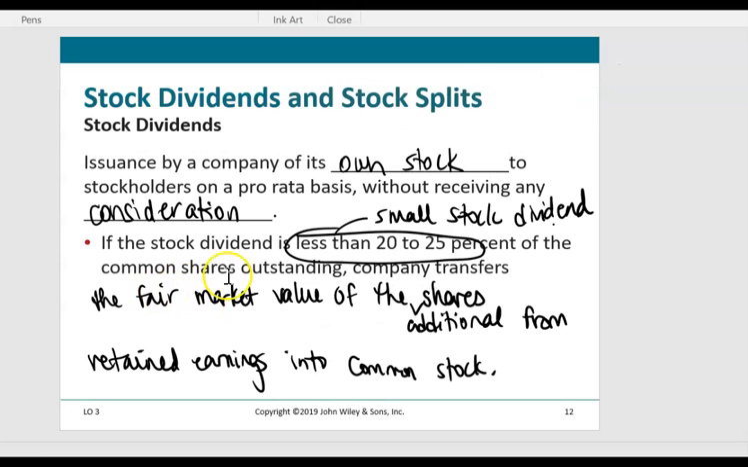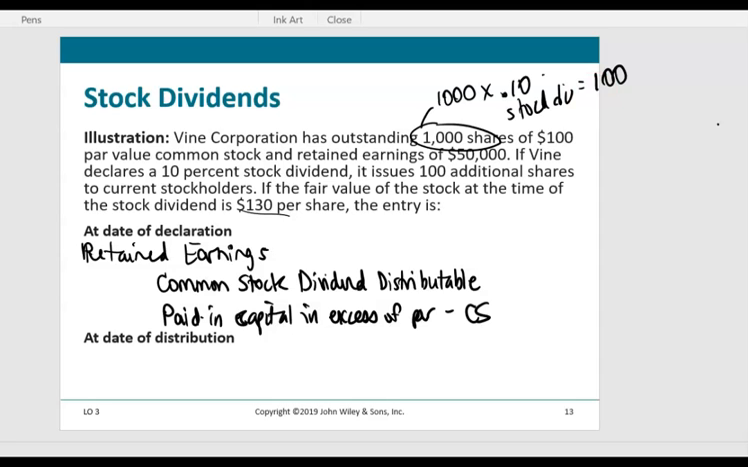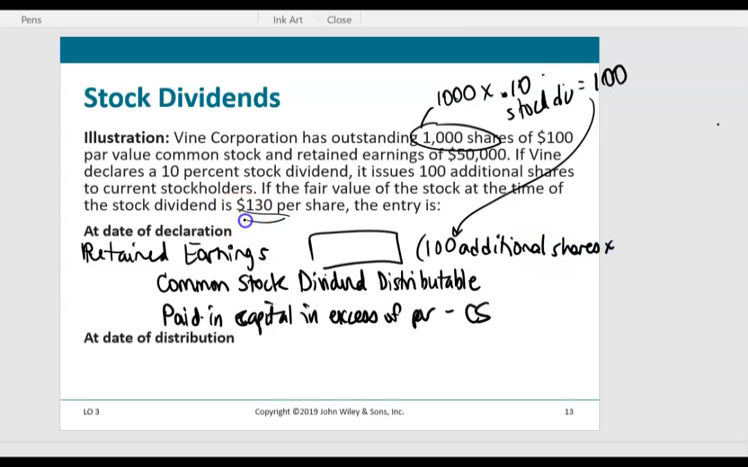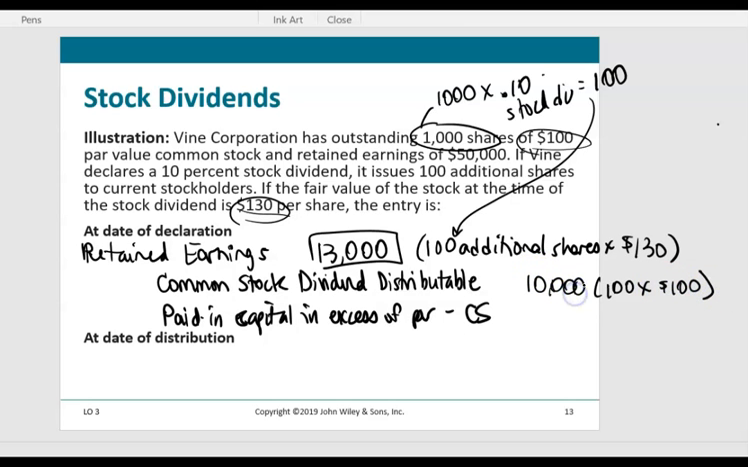So we said in the last slide, we're going to transfer the amount at the fair value, the fair market value of the shares that were given out. So what is the fair value of the 100 shares given out? Retained earnings decreases by the 100 additional shares times the fair market value of the shares of stock, 130. So retained earnings decreases by 13,000. The increase to the common stock dividends distributable account is going to be at par value, so the 100 shares at the common stock's par value, which we need to be told. Here we see it's at 100. So this account increases by 10,000. And then this difference, the 100 shares times the difference between the market price and the par value, this 3,000 goes into paid-in capital in excess of par common stock.